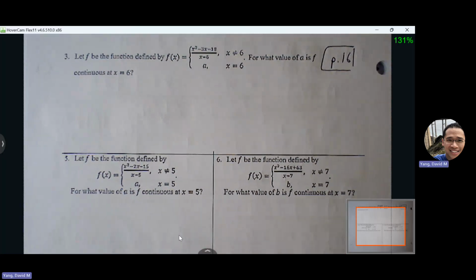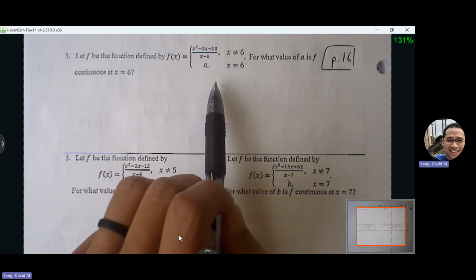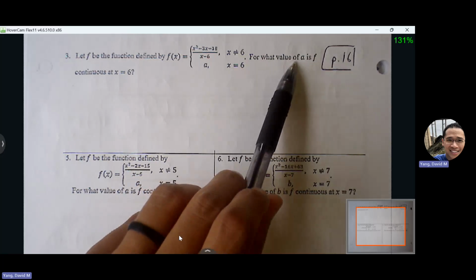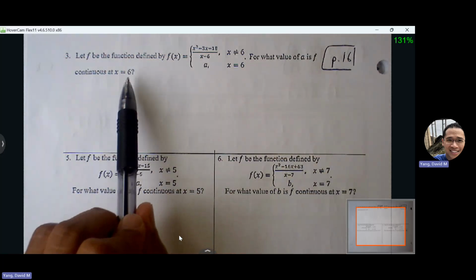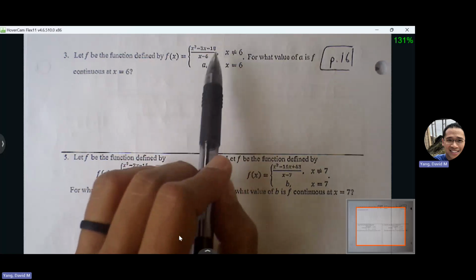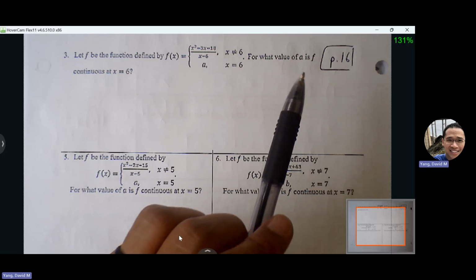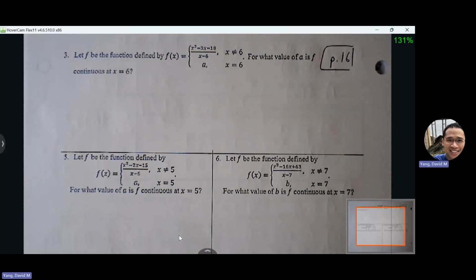So this says, let f be the function defined by f of x. This is a piecewise function as well. It says, for what value of a is f continuous at x equals 6? But this piecewise function is different than the one that we saw before. The previous one that we saw had piecewise function with less than, greater than.